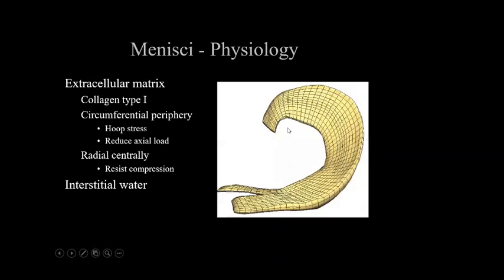What is the structure of the menisci? The structure of the menisci is mainly the extracellular matrix and the interstitial water. The extracellular matrix constitutes mainly collagen type 1 fibers, and these collagen type 1 fibers are distributed either circumferentially or radially. So these are the circumferential collagen type 1 fibers, and then you have the radial collagen type 1 fibers.